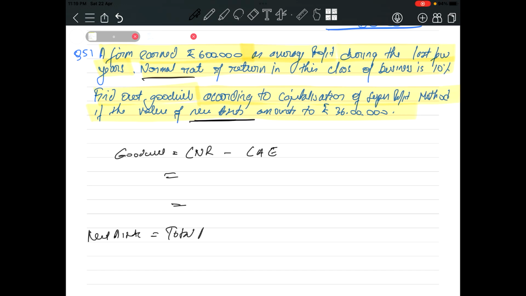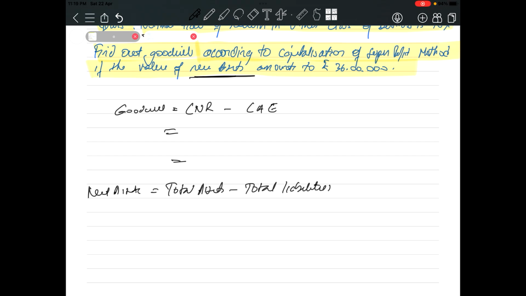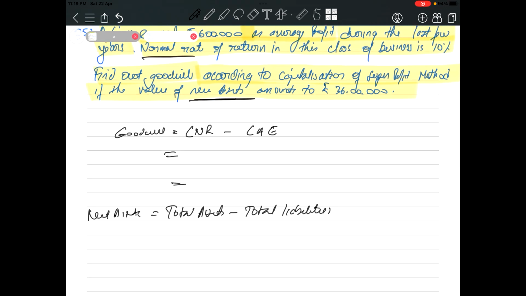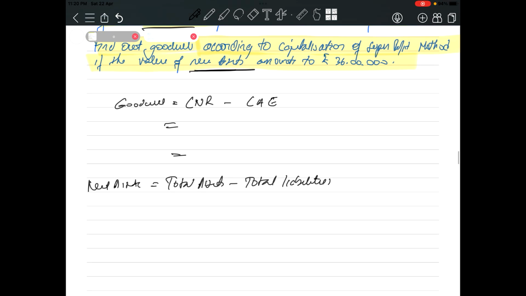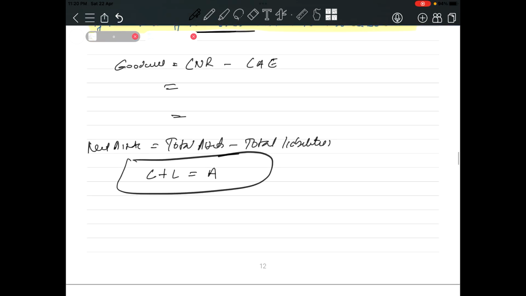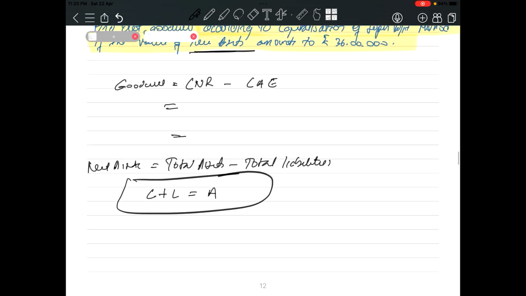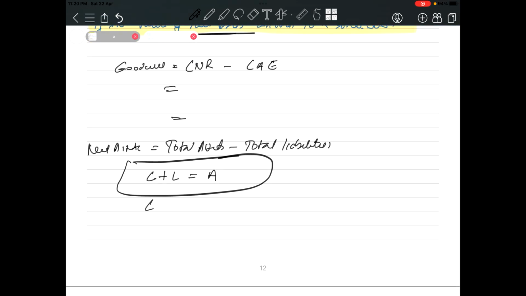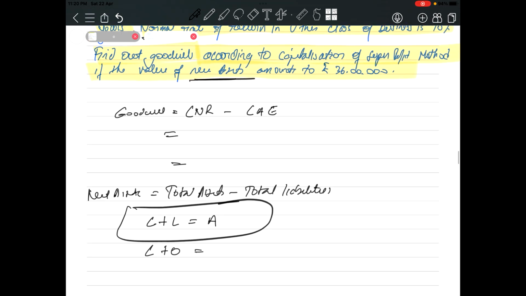Total assets minus total liabilities. Now is there anything given about liability? No figure is given. Now in class 11 you have learned an equation, that capital plus liability is equal to assets. I have discussed this same equation. Now is there anything given about capital? No, we have to find out the capital. Is there anything given about the liability? No, 0.